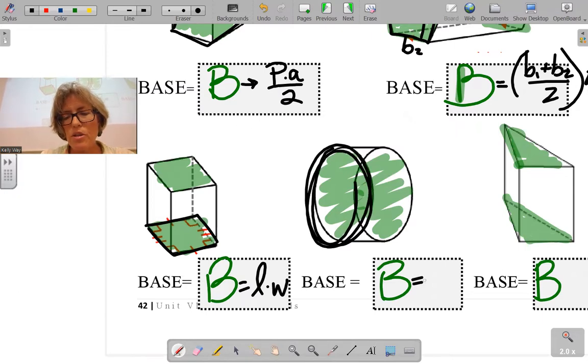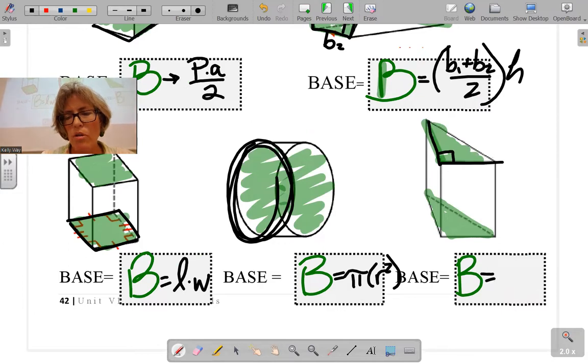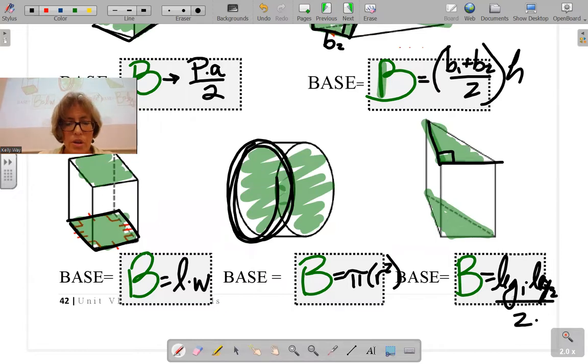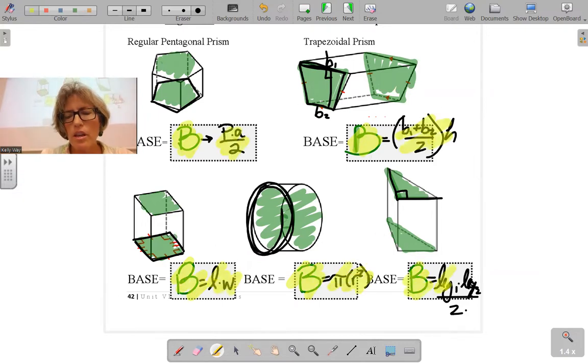Here, your base is a circle, so it's pi r squared. And here, your base is a right triangle, so it's leg times leg over 2. So on the next page, when you see a capital B, the capital B could be any one of these equations because the base changes with the shape.